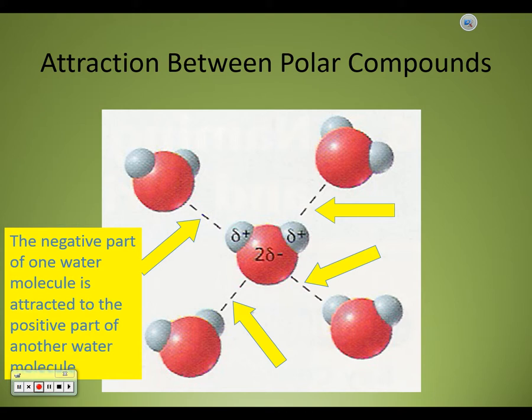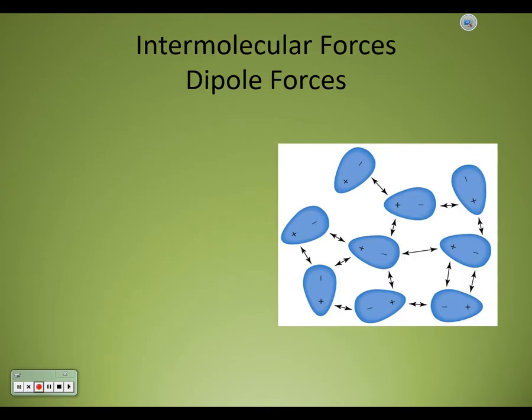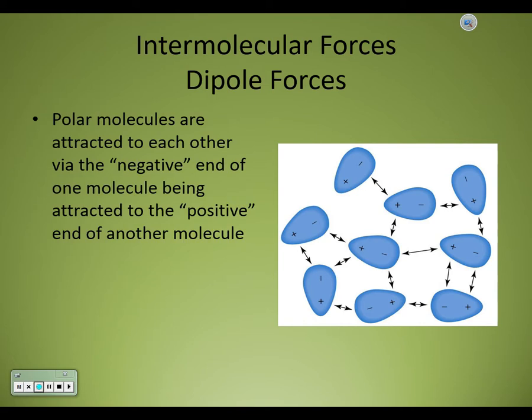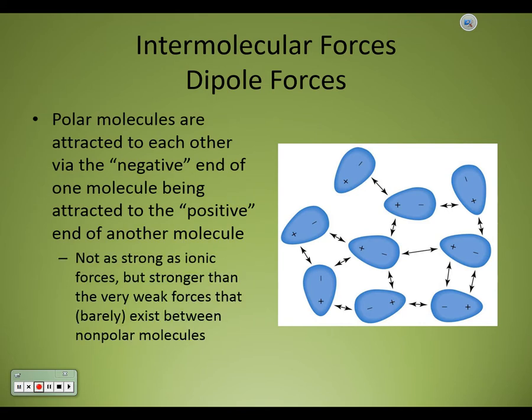Now, this isn't exactly a positive and negative. It's not a cation and an anion, but there is some attraction. When this is the case, we refer to these as dipole forces. Polar molecules are attracted to each other via the quote-unquote negative end of one molecule being attracted to the quote-unquote positive end of another molecule. It's not as strong as other kinds of forces, specifically ionic, and we'll talk about those tomorrow.